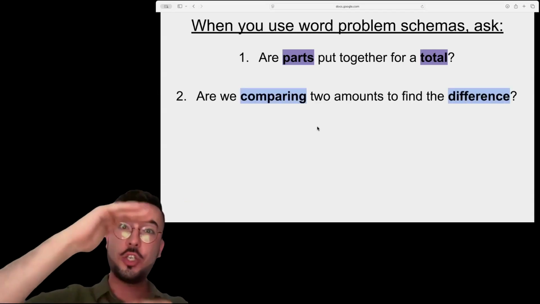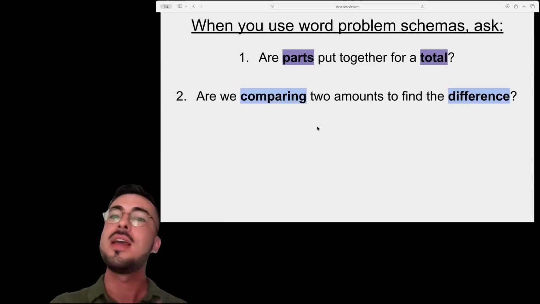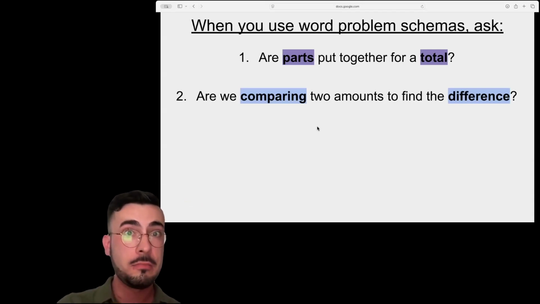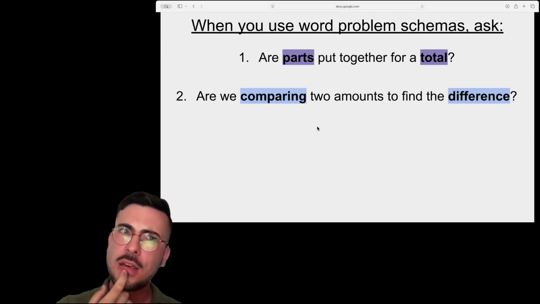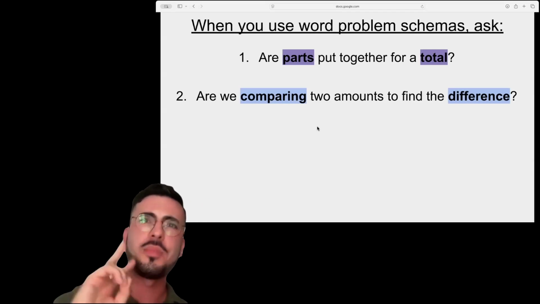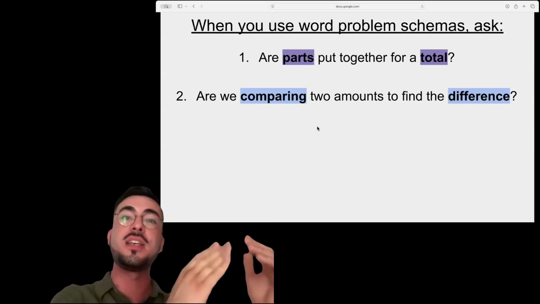Are we comparing two amounts to find the difference? Are we comparing a greater and a lesser? If the answer is yes, it's a difference problem. If the answer is no, what does that mean? All hands up in three, hands up in two, hands up in one. Yes, you. Yes, it means it's one of the other three schemas.